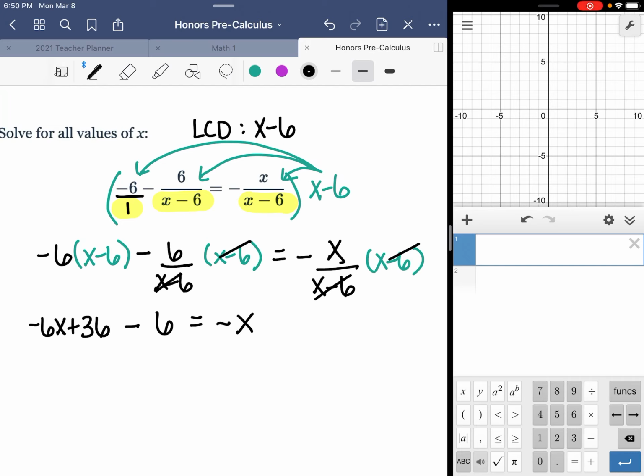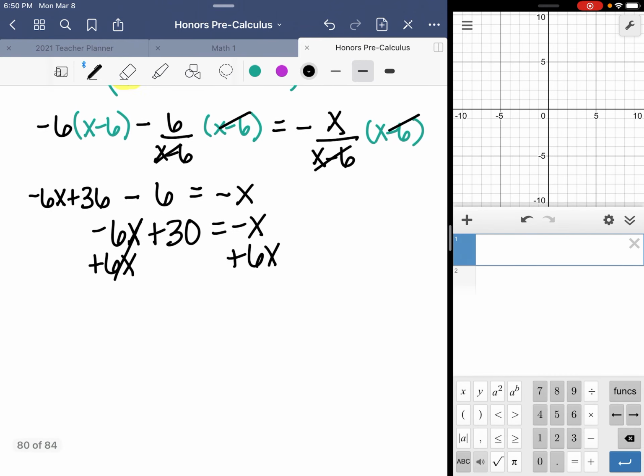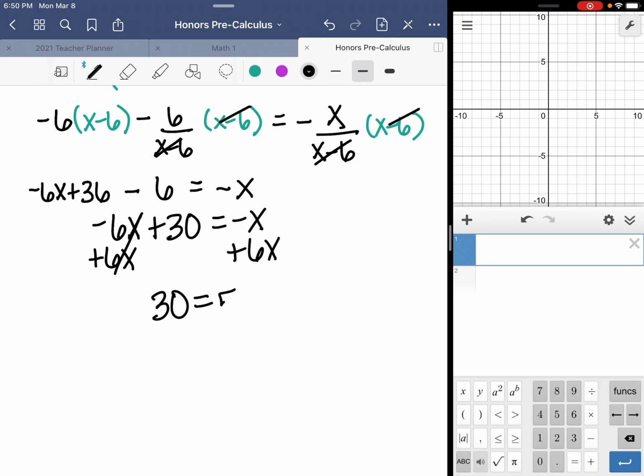So I have my x's. I need to get all my x's on the same side. So I'm going to go ahead and combine like terms. So I have negative 6 plus 30 equals negative x. And then I'm going to add 6x. So then I have 30 equals 5x, divided by 5. And x is going to equal 6.